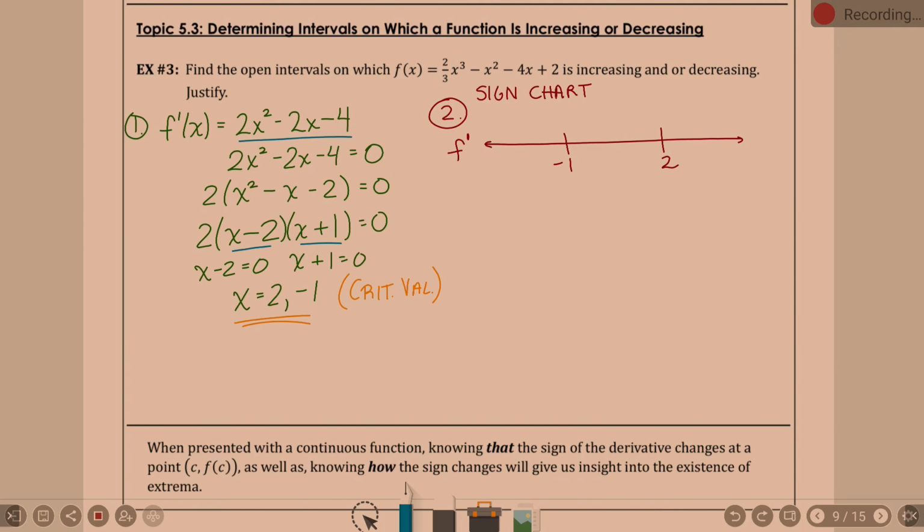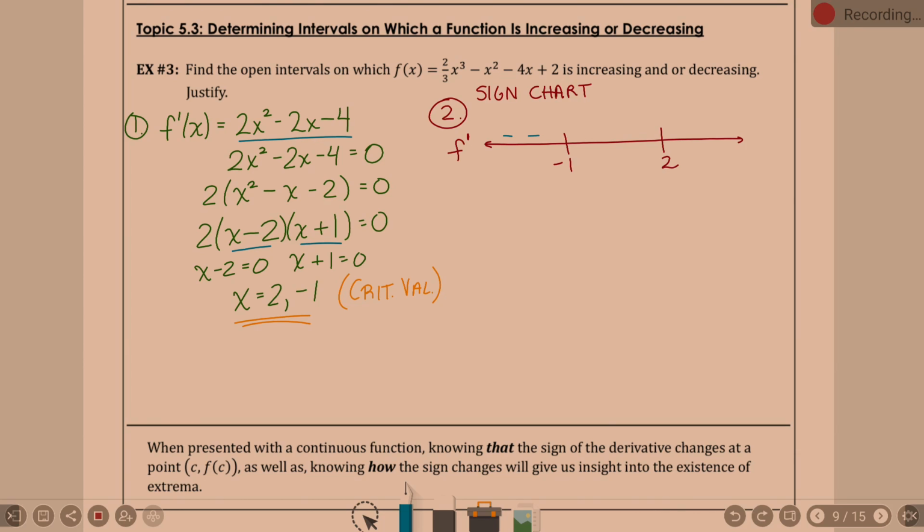But if we put in -2, -2 minus 2 is a negative and -2 plus 1 is a negative. A negative times a negative is positive. Positive, regardless.